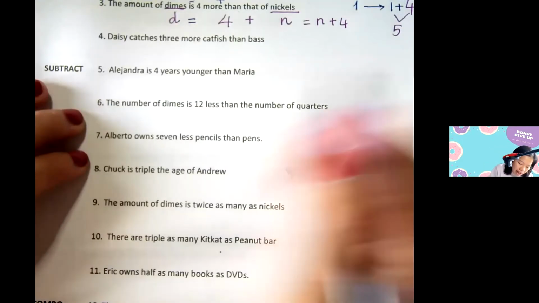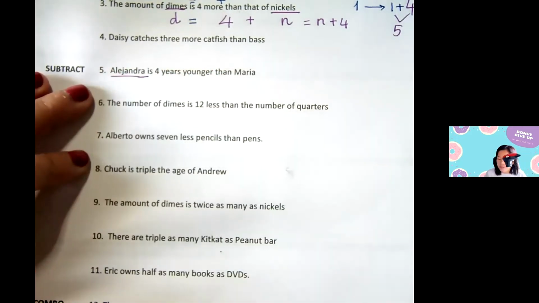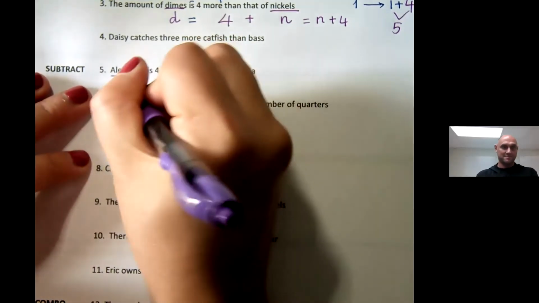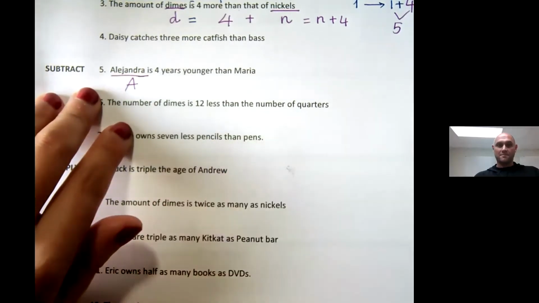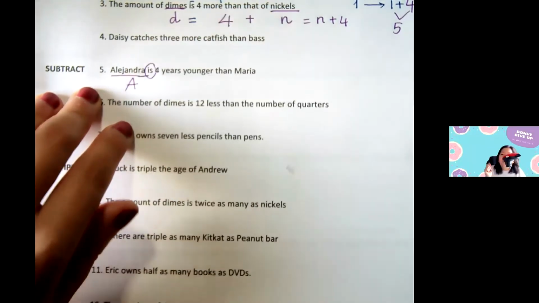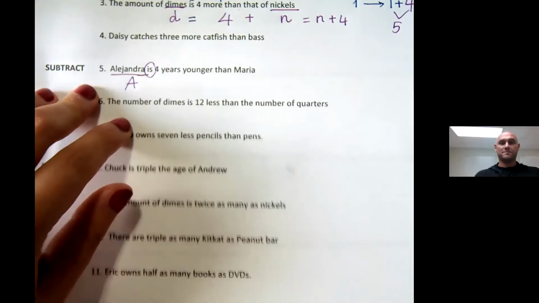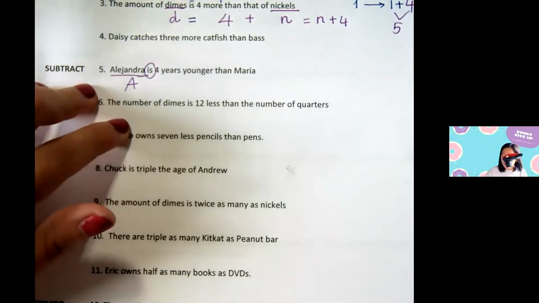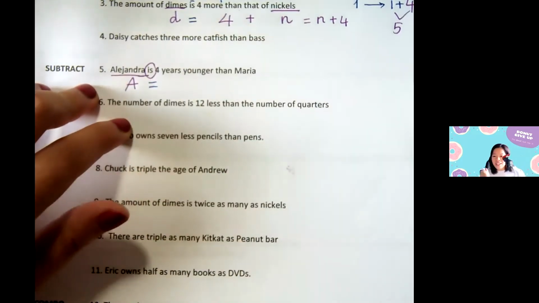So here we go. Alejandra, what letter should we put for Alejandra, Mr. Haas? What variable? I like A. You like A. Me too. I like to get A in class all the time. Okay. And then we have "is." What do we remember about "is"? Is means equals. Wow. You're my favorite student today, Mr. Haas. Is means equals. Thank you for paying attention.